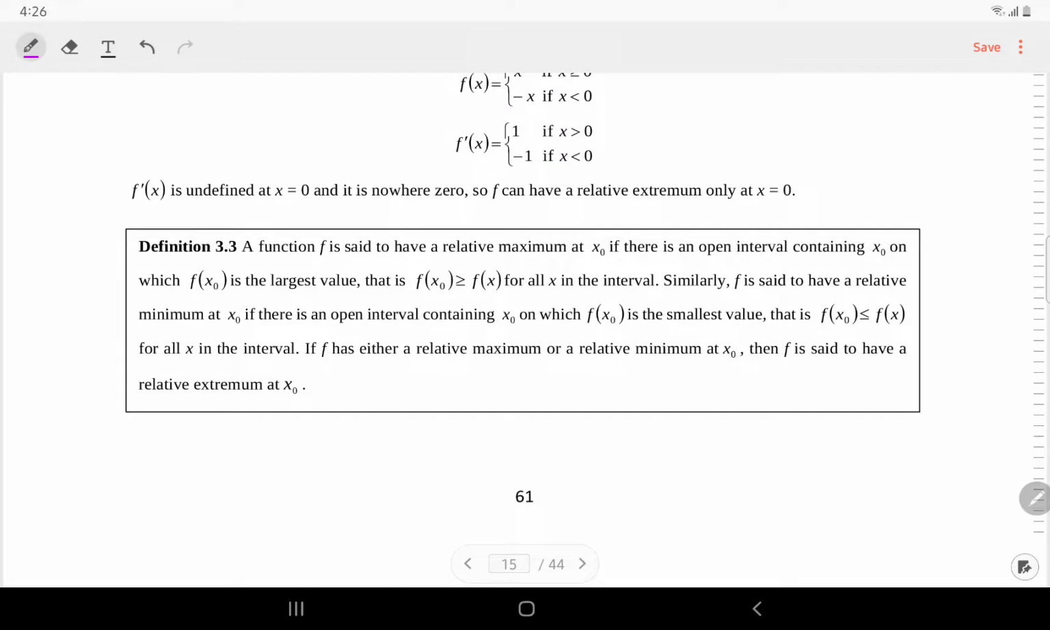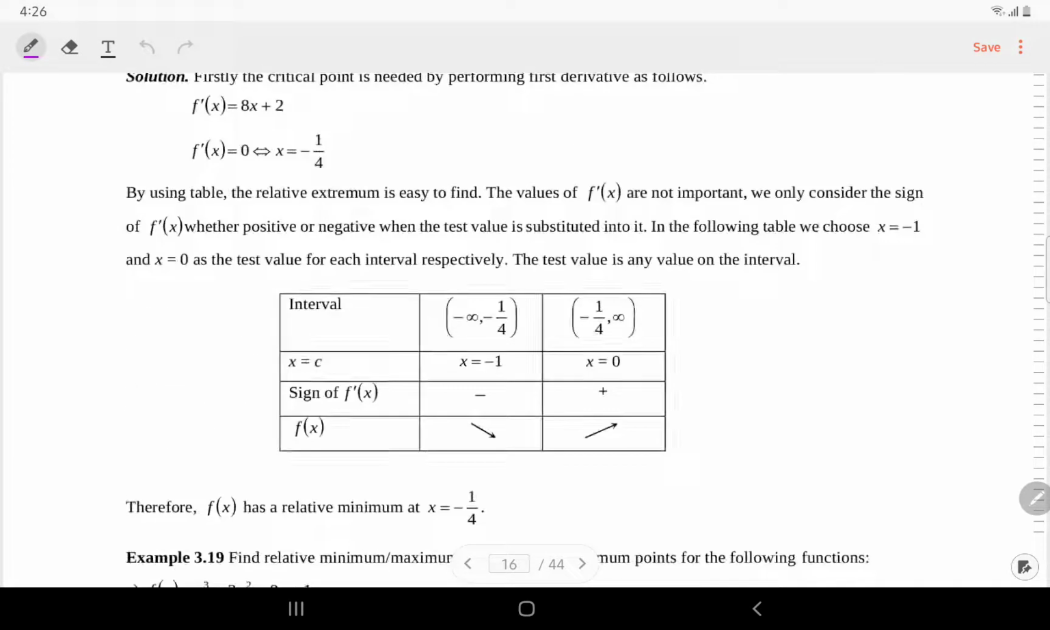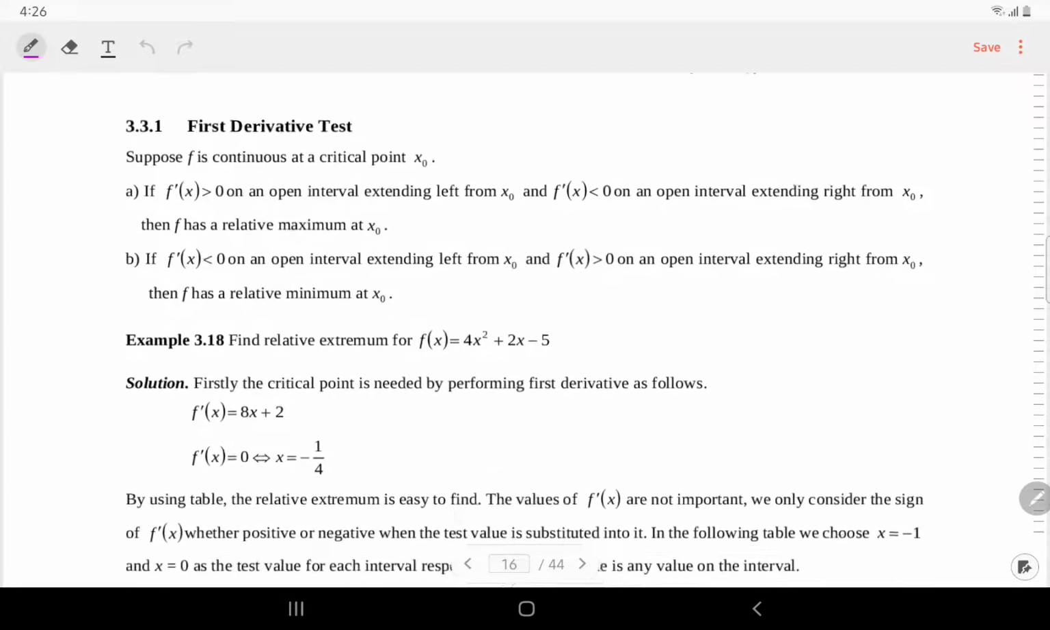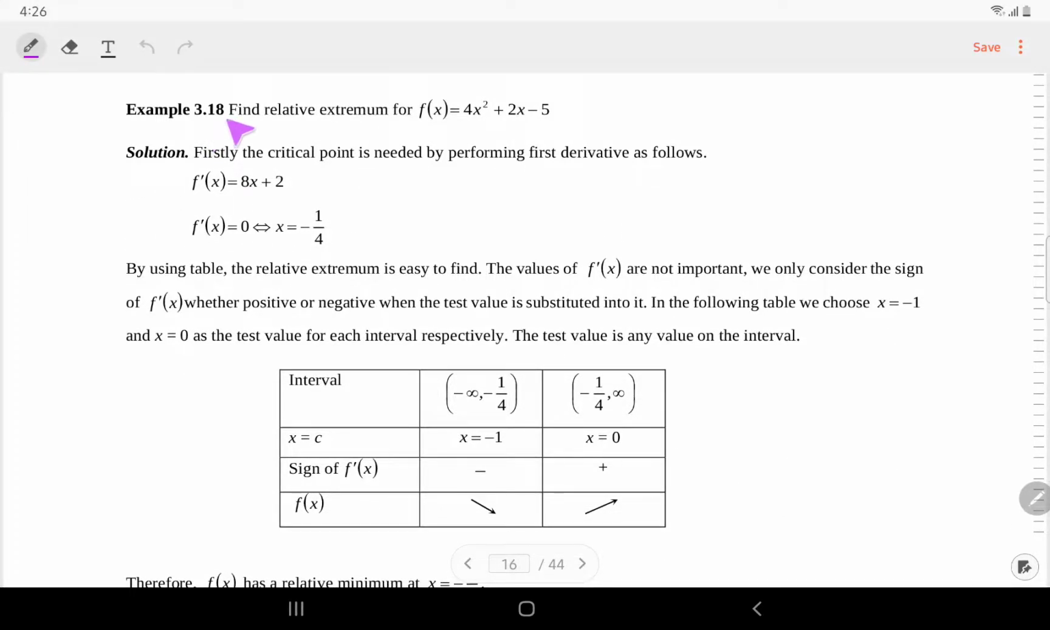So macam mana nak cari minimum point and maximum point? Okay, kita tengok ada tak example kat sini. Okay, ini example 3.18. Okay, find the relative extremum for this function. Okay, macam mana nak cari relative extremum? This function differentiate and then setkan equal 0. Cari nilai x. So x equal to negative 1 over 4. Okay, so this is the relative extremum. Okay, relative extremum ni kita nak tahu sama ada point ni maximum point or minimum point.